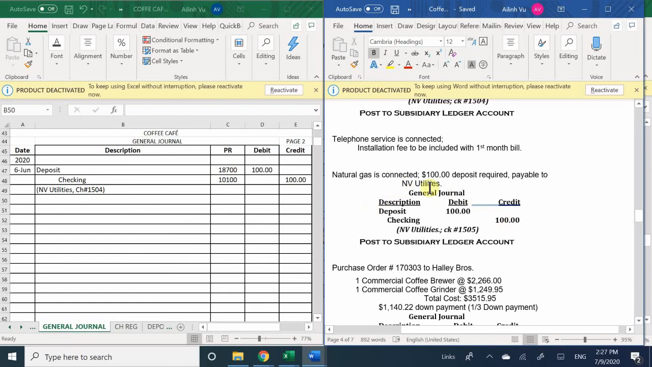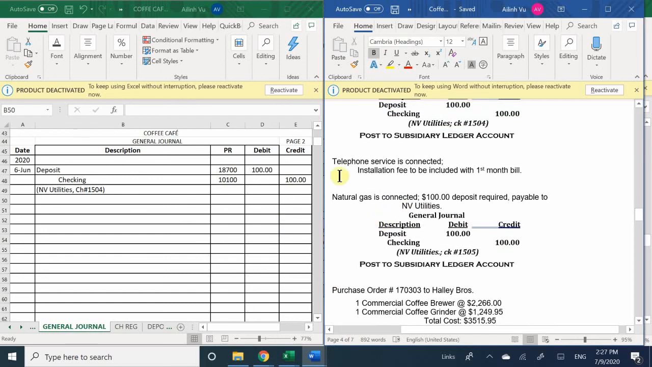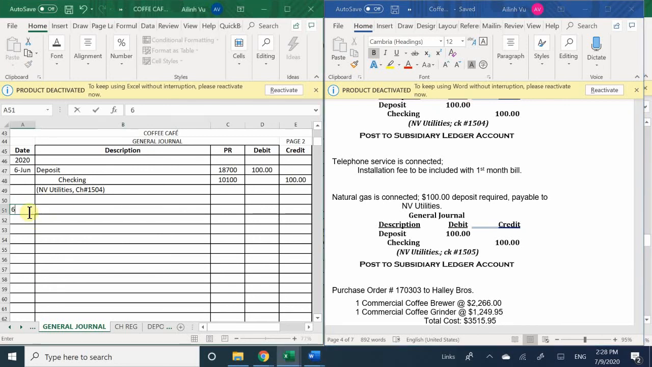So here we're going to create another deposit because they said they need a deposit, right? Just in case something happens to the natural gas. We don't know. So they required a deposit. Again, we're going to go ahead and debit another deposits, and we're going to write another check, and it's going to be check number 1505. Okay, so we're going to go to our journal, and we're going to journalize this transaction.